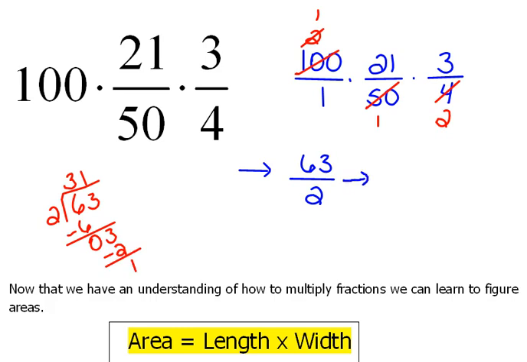So if you'll remember how to write that as a mixed number, it would be 31 whole ones, and then 1 out of 2 left over. So 31 and 1/2 would be our best answer for that problem.